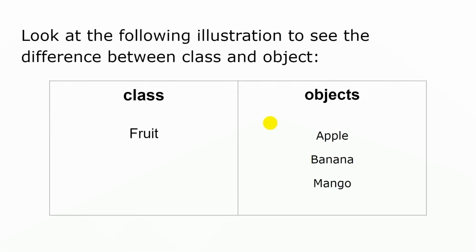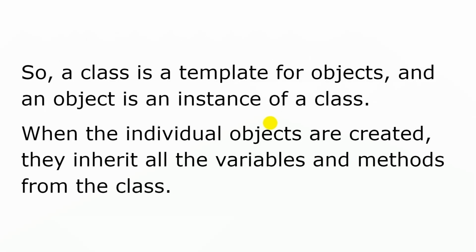We can have other illustrations to see the difference between class and objects. In an instance where a class is a car, we can have objects such as Volvo, Lamborghini, Mercedes and other objects for that class. There are many examples for classes and objects. I just told you about some simple examples. A class can be used as a template for designing objects, and it has many instances of the class. When individual objects get created, they inherit all the variables and methods from our class.